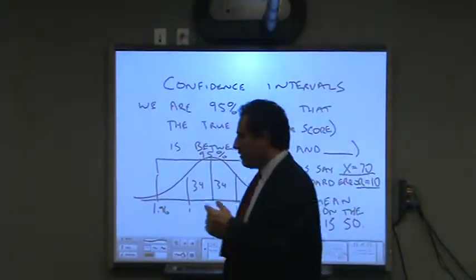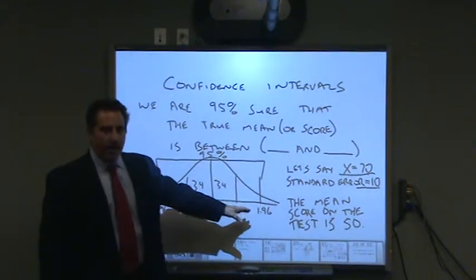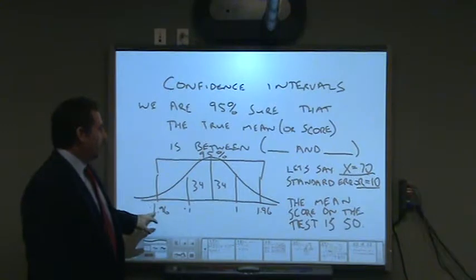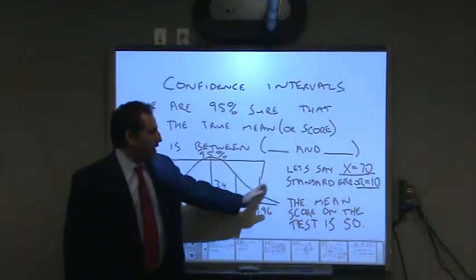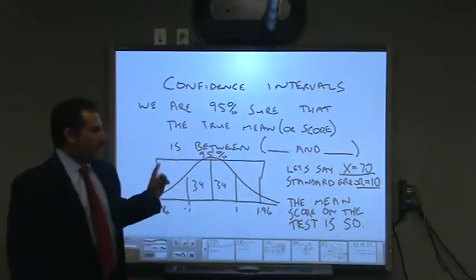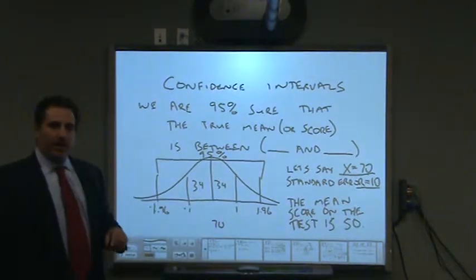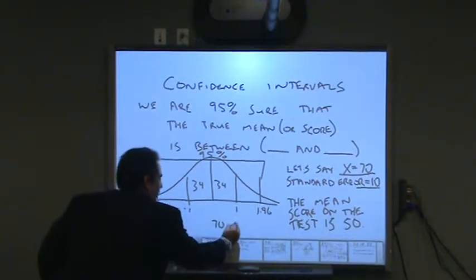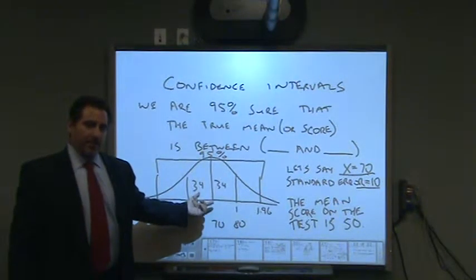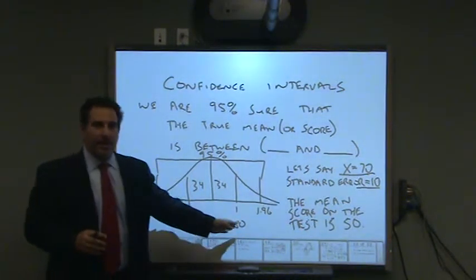And now going back to the normal curve, when you take 1.96 standard deviations above the mean and below the mean, you end up cutting off 95% of the total curve. And so if a person gets a score of 70, and if the standard error is 10, then we know with 68% certainty, or you could say with a 68% confidence interval, that their score is between 60 and 80.